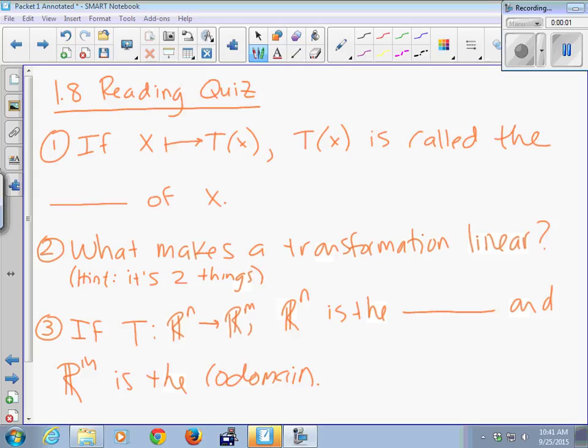This is the section on linear transformations. If x goes to T of x, what is T of x called? Not the transformation. X going to T of x is the transformation, but T of x itself is called the image.